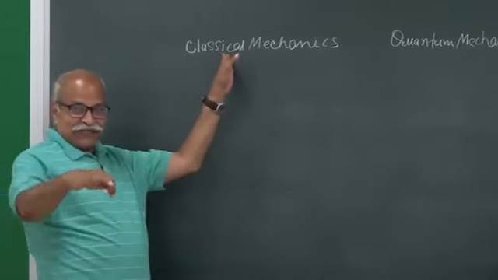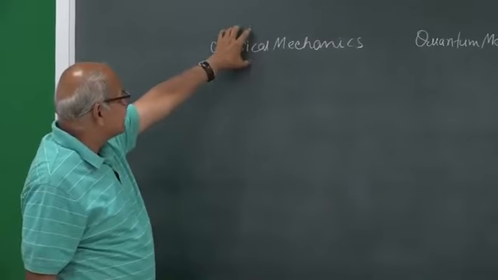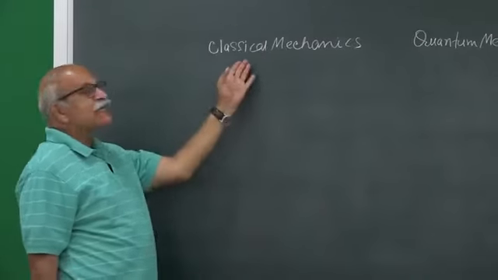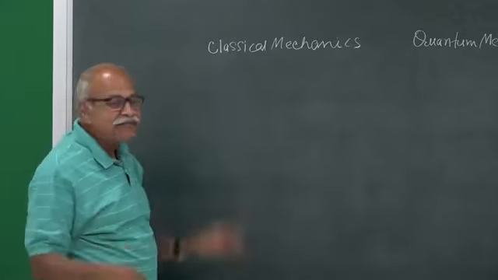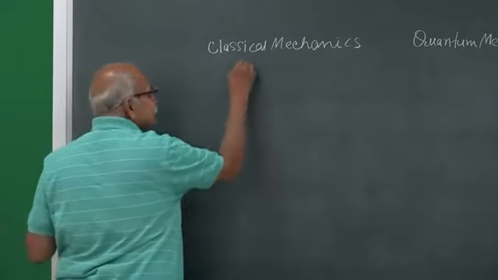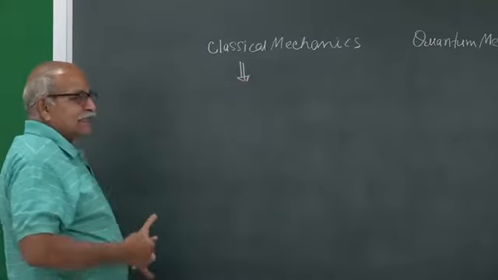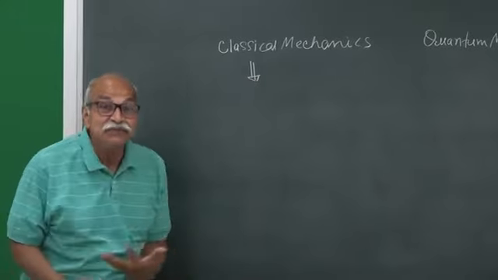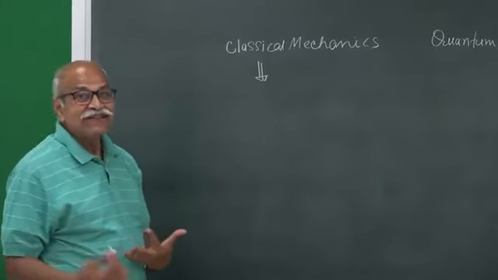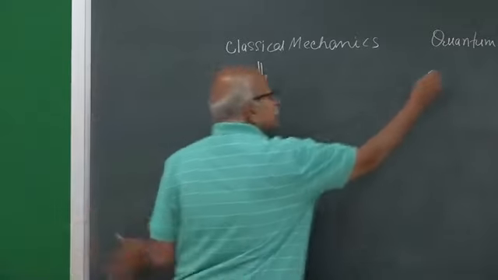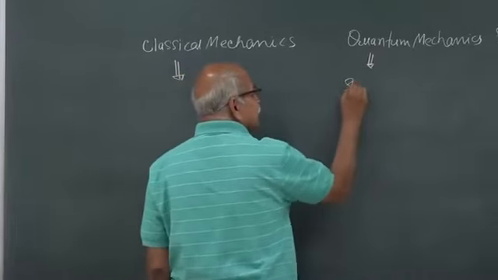Classical mechanics is the one from which we will be doing some of the topics in this course. It basically talks of particles and systems which are not very small, not at the angstrom or nanometer levels. Quantum mechanics is the branch where we talk of small particles.